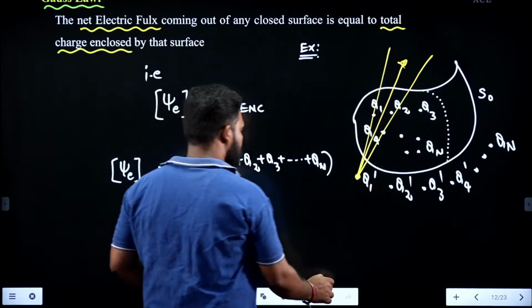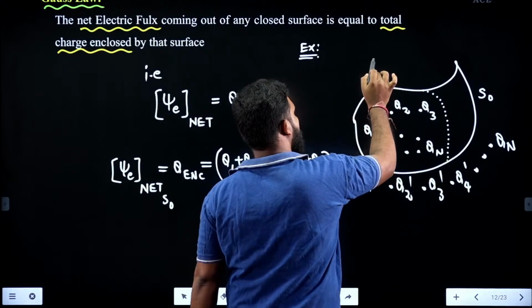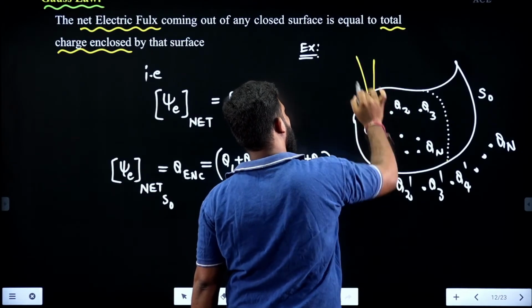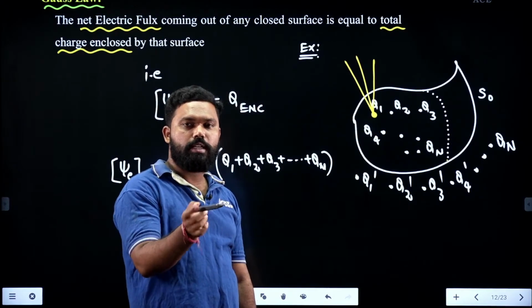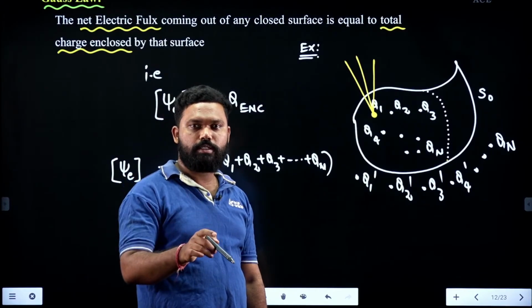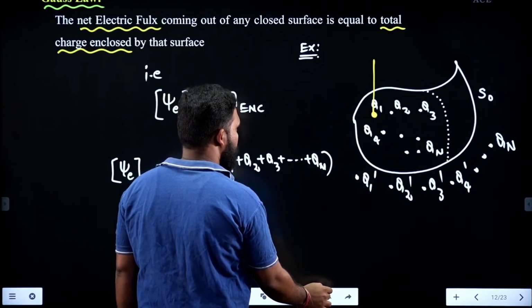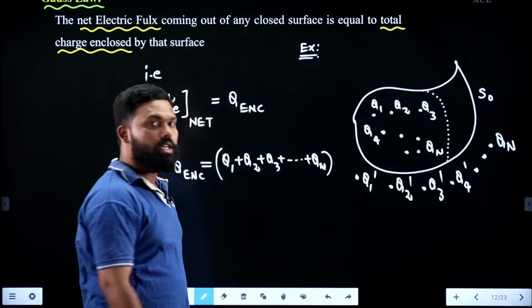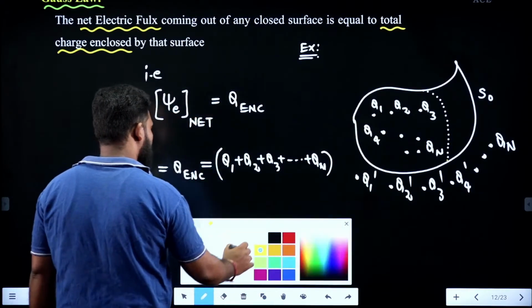But if the charge is inside, let us say it is giving 3 lines. How many lines are leaving? 3 lines. How many lines are entering? No lines. So 3 minus 0, so there is a net of 3. So the net electric flux will be contributed only by the charge which is inside. Clear? Okay.